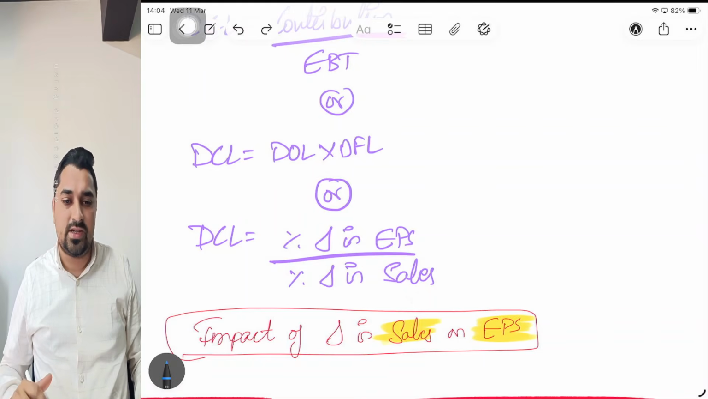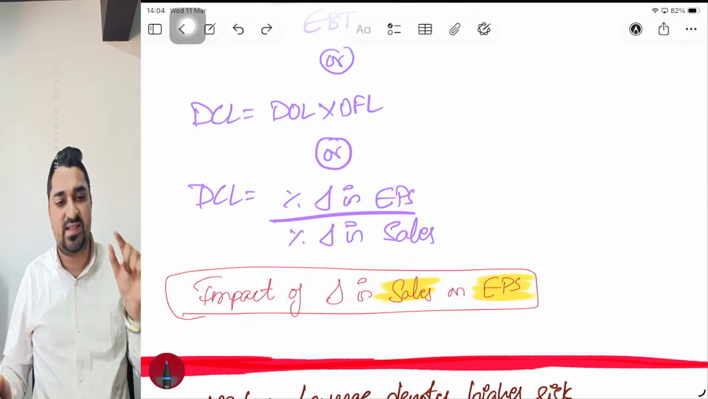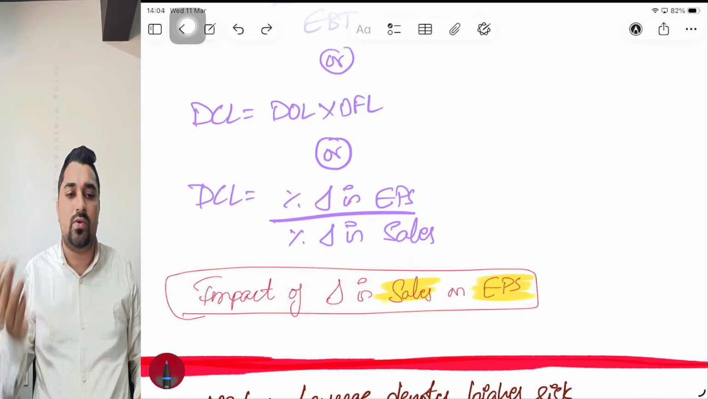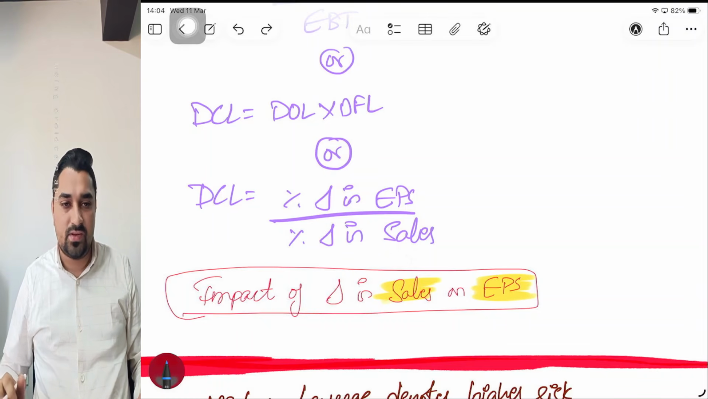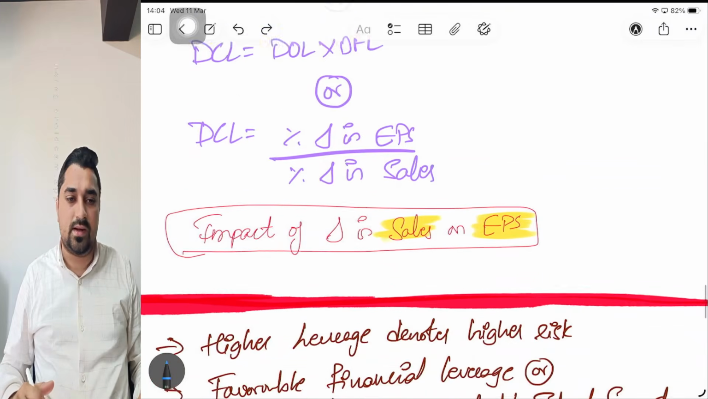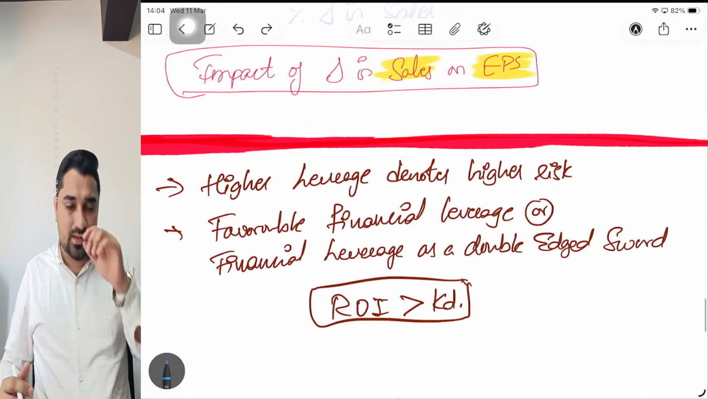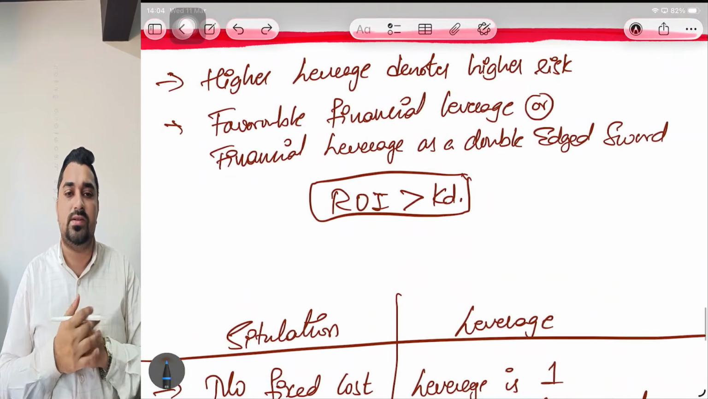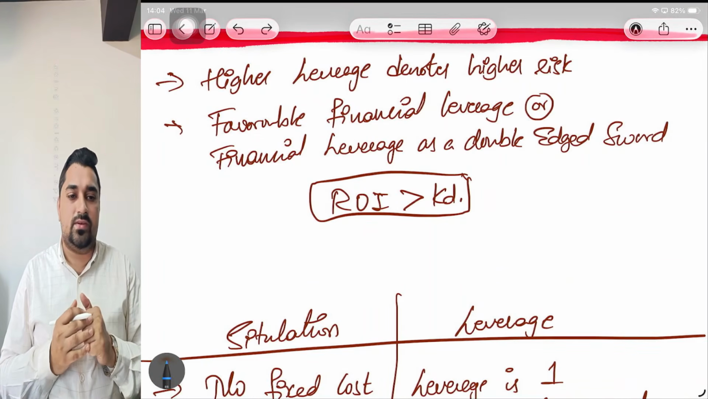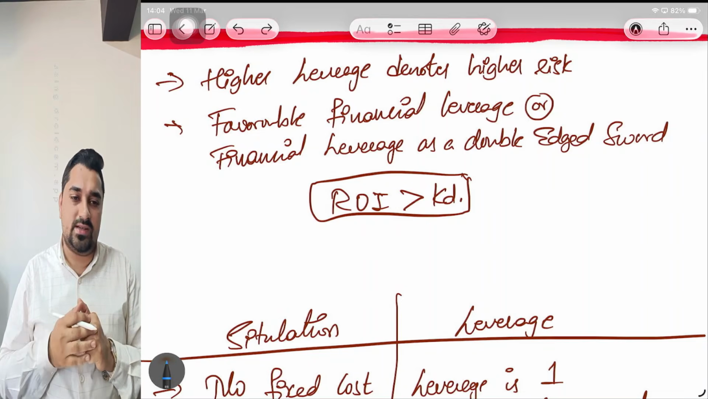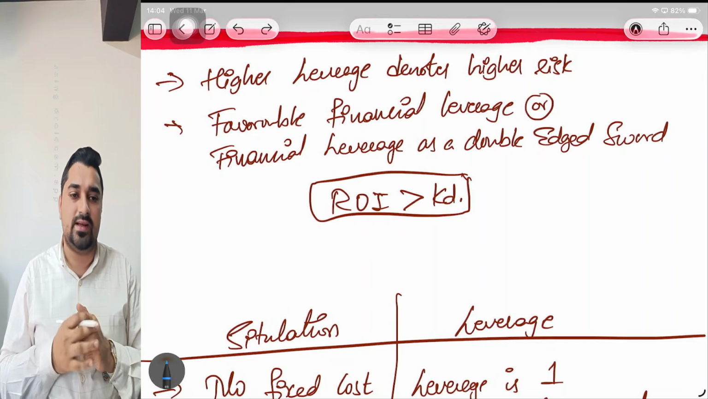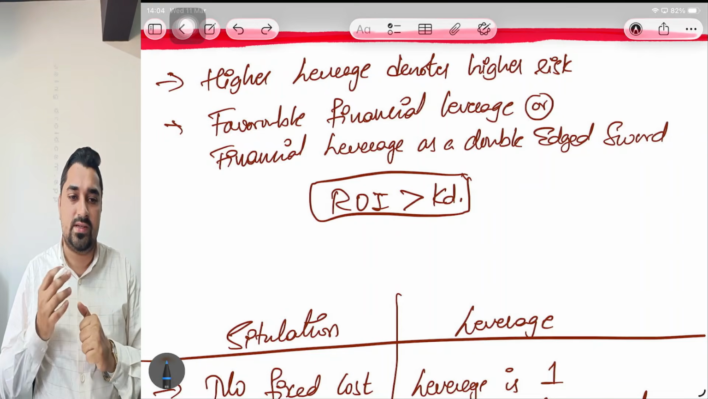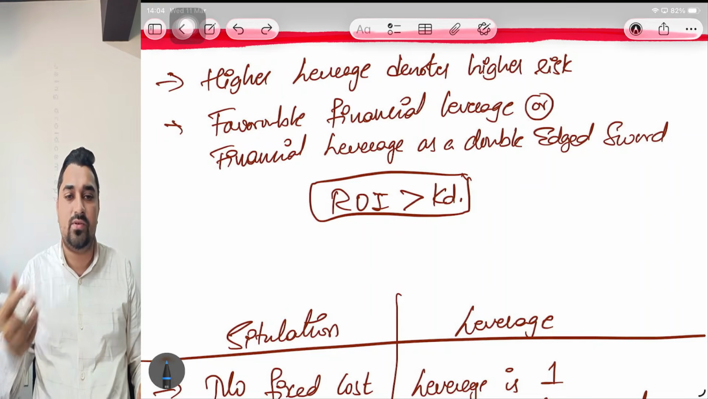Again, what does combined leverage measure? It measures the impact of change in sales on EPS. If I change my sales by 1%, what would be the change in EPS? That is measured in combined leverage. Coming to some theory part in the leverage chapter. Higher leverage always denotes higher risk. Leverage is an instrument to measure risk. Again, leverage is expressed in times. If leverage is 2, it is called 2 times, 3 times, 4 times.